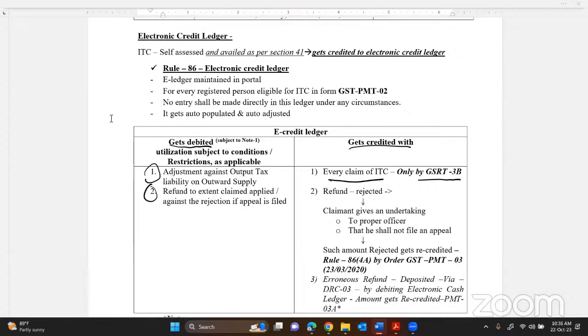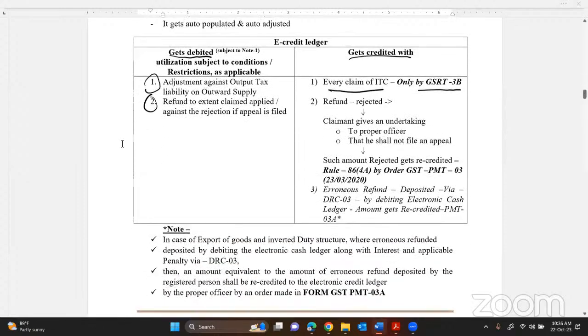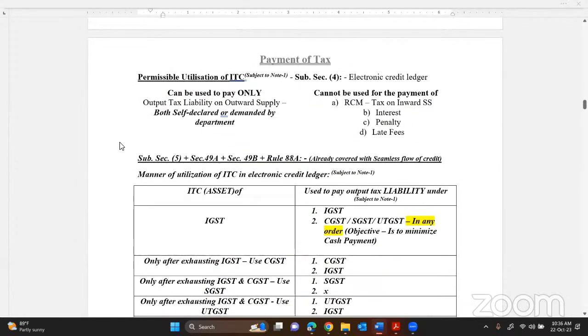Now look at this. There are only two permissible adjustments. One is adjustment against output tax liability. Another one is refund. Only two permissible utilizations. Sir, can't I use it for anything else? No. ITC cannot be used for RCM payment. ITC cannot be used for interest payment. ITC cannot be used for penalty payment. ITC cannot be used for late fees payment. All these things have to be paid only using cash.